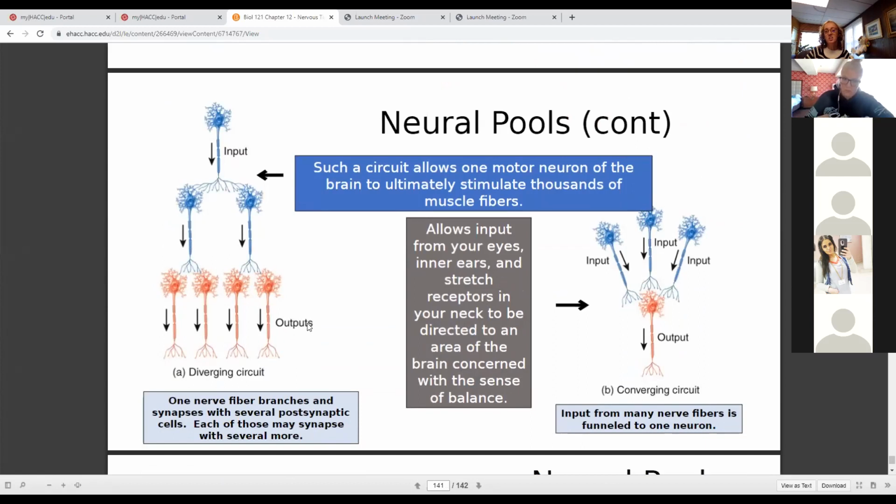A diverging circuit is where one nerve fiber is going to synapse with several postsynaptic neuron cells. And each one of these will synapse with several more postsynaptic neurons. Such a circuit allows one motor neuron of the brain to ultimately stimulate thousands of muscle fibers. So one presynaptic neuron synapsing with multiple postsynaptic neurons that then go on to synapse with multiple other postsynaptic neurons.